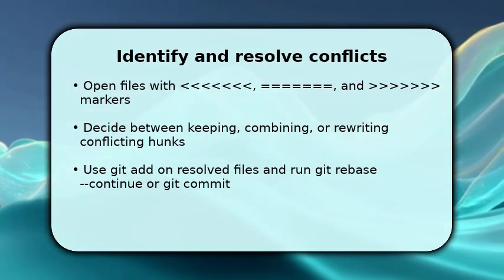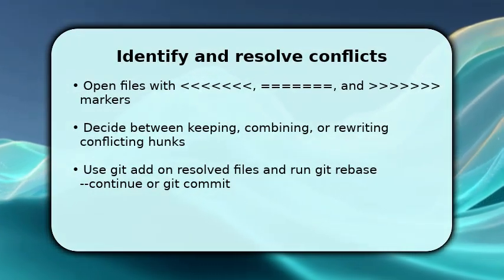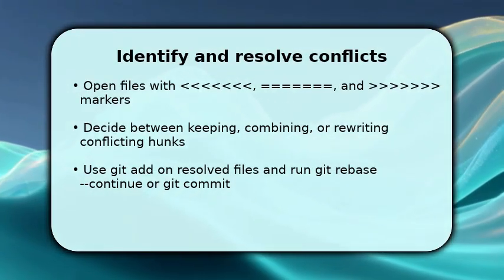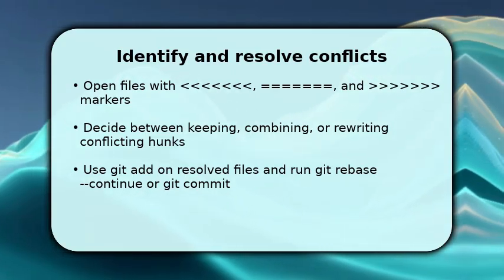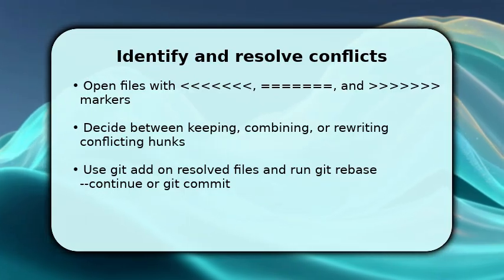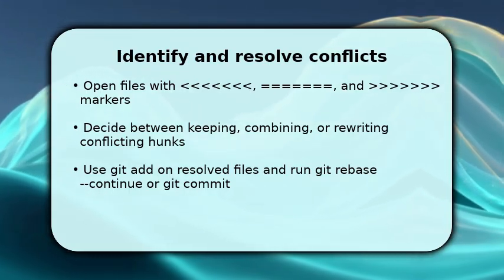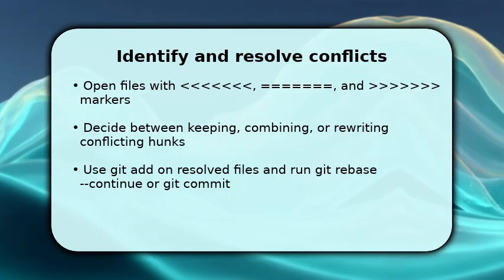Next, open each file that shows conflict markers and read both sides calmly. The top section is your branch and the bottom is incoming. Decide whether to keep one change, merge both into a coherent result, or rewrite the hunk entirely. Use your editor or a diff tool for clarity.